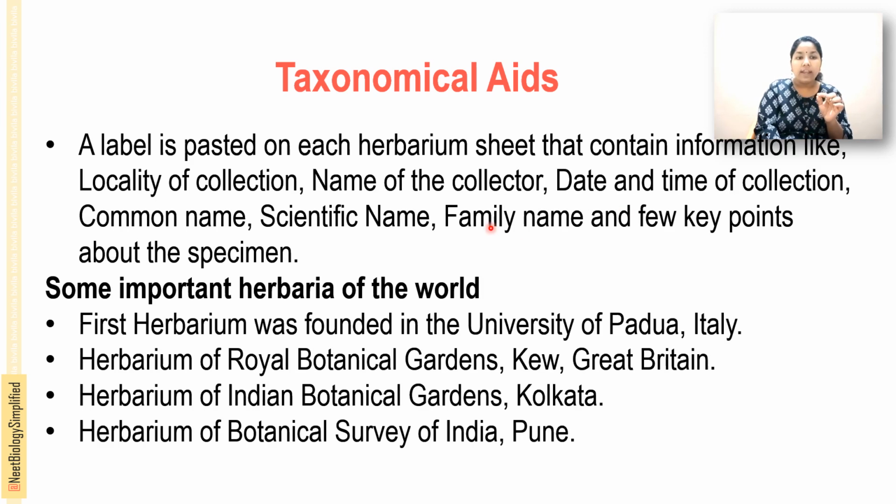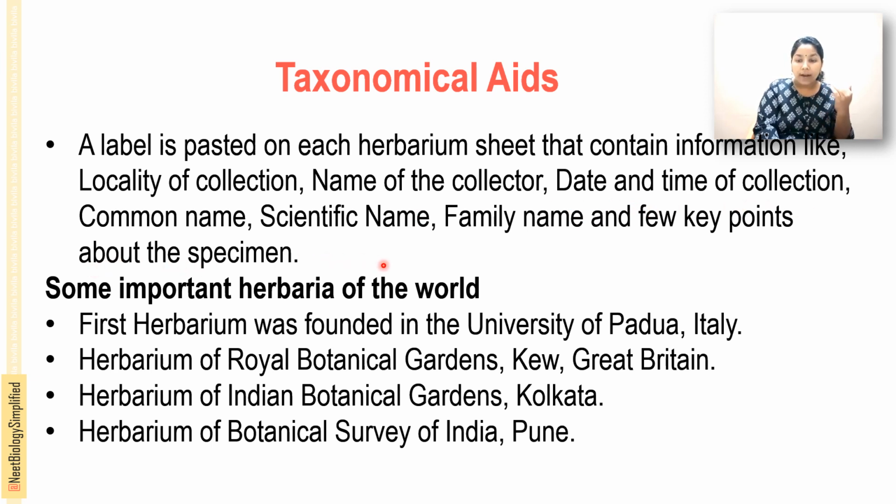And finally, there will be a label on the pasted sheet. Each sheet contains a label. What does the label include? The label contains information like the locality of the collection, from where the specimen is collected, the name of the collector, the date and time of the collection, the common name of the plant, the scientific name, the family name, and a few key points about the specimen.